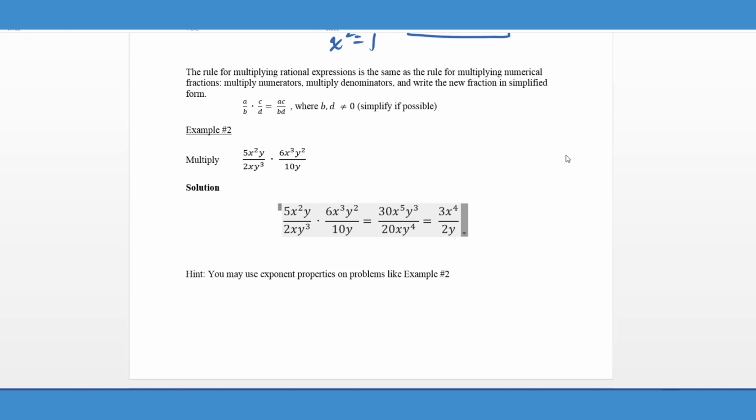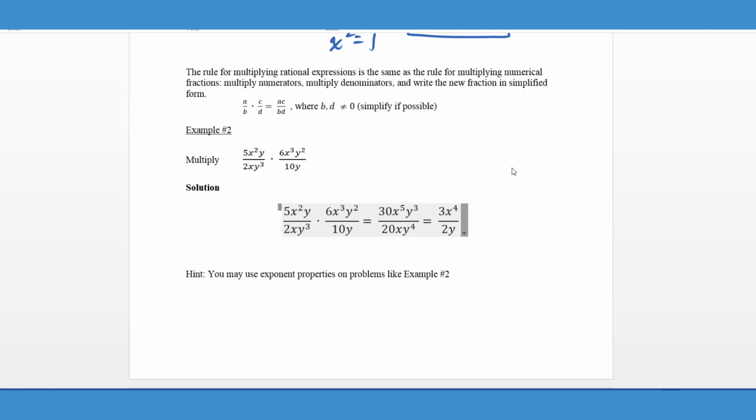Now, some of these problems that we're dealing with now are similar to the exponent properties that we used back in previous units. So you can see here in example number 2, we have multiple variables, and we're going to use our exponent properties to multiply them together. So you can see in the solution to example number 2, we elected to multiply the numerator and denominator first, and then apply the exponent properties through the division, thus leaving us with the simplified version. So this type of problem should look very familiar to you.